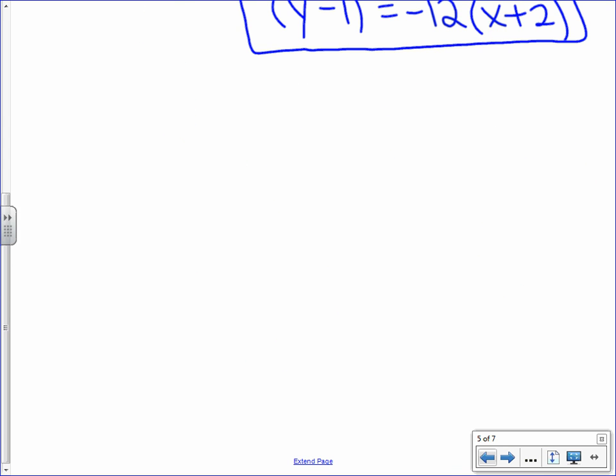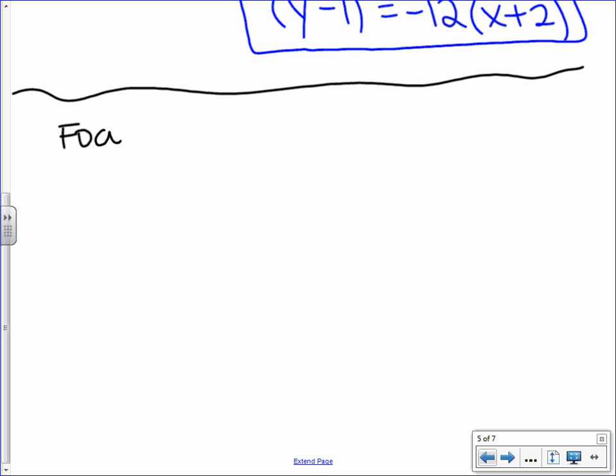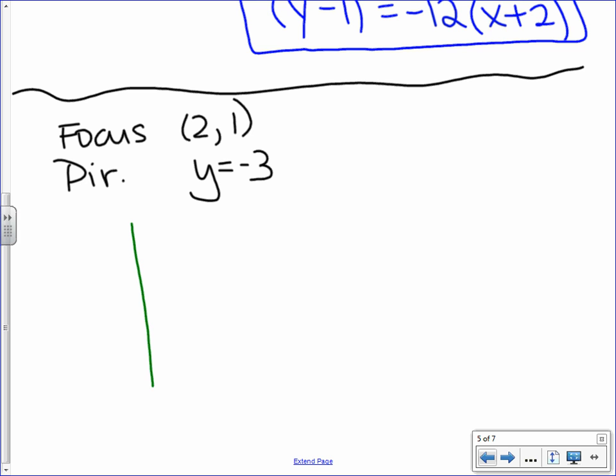I'm going to throw in an extra example in here. What if we have the focus and the directrix? In the past 3 examples that we have had, we have known the vertex and the focus or the vertex and the directrix. Now I'm saying focus and directrix. So let's talk about what that would look like first of all.